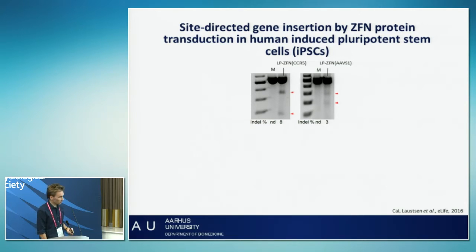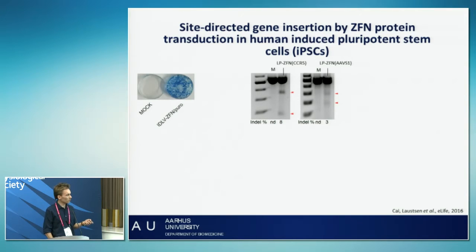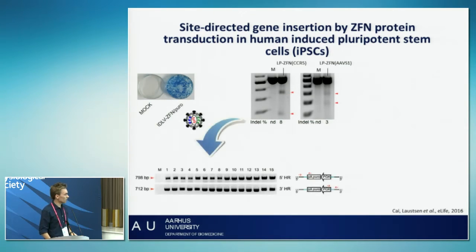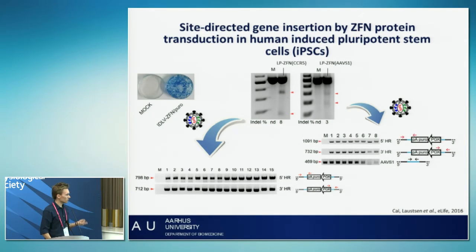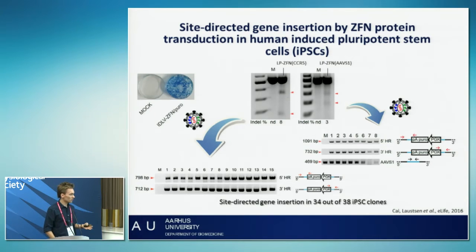And when we subjected the cells to puromycin selection, we could see that transduction with our all-in-one particles gave rise to a high amount of puro-resistant colonies as compared to mock transduced iPS cells. We then isolated colonies of both the CCR5 and AVS1 locus and analyzed genomic DNA by PCR. We were able to confirm that we had site-directed gene insertion in 34 out of 38 iPSC clones.